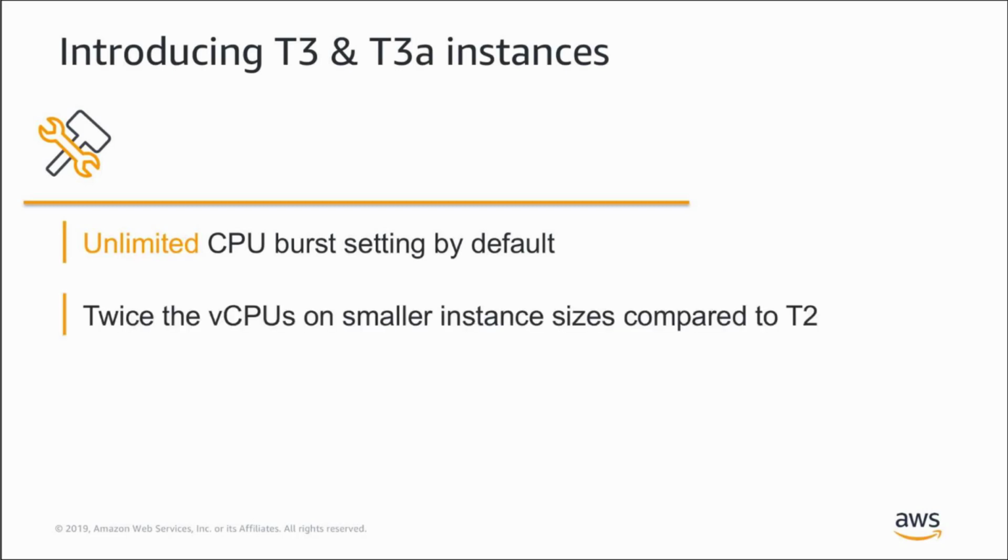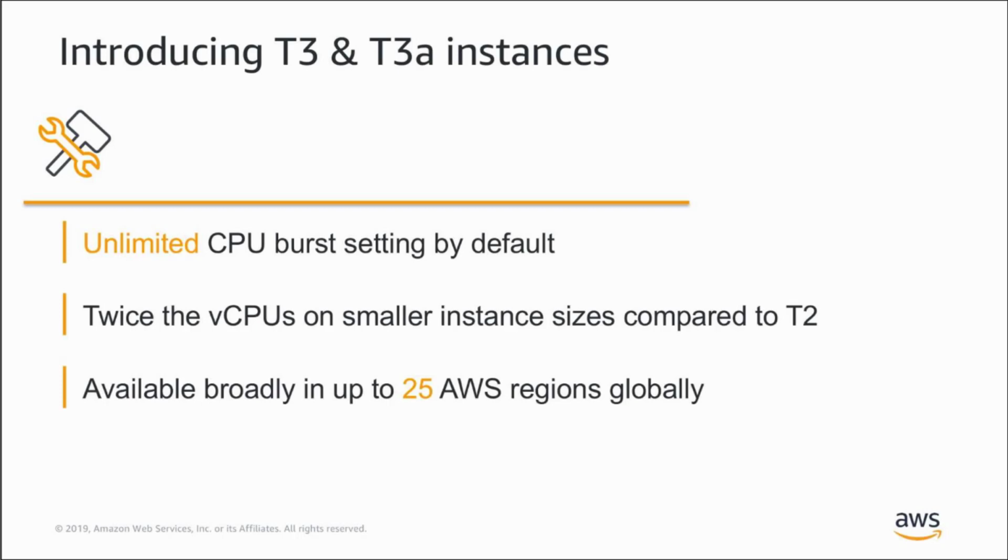You get twice the number of eCPU on these smaller instance sizes with T3 when compared to T2. And then the T3 instance types are available very broadly in up to 25 AWS regions globally. And these are all built on our new AWS Nitro System. So both the T3 and T3a are going to offer a very similar experience with the Nitro System, giving you that same Nitro System across the T3 and T3a, as well as the M5, R5, and C5, and all of our latest generation instance families.